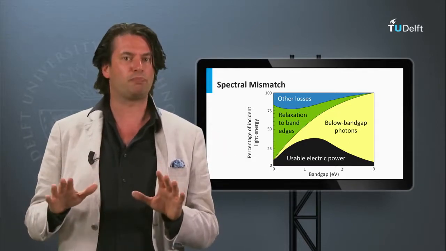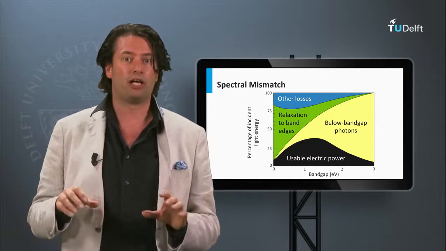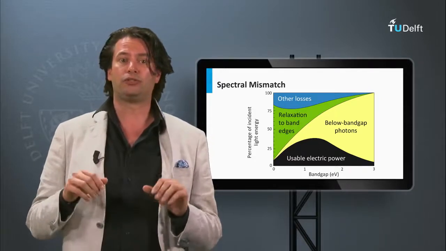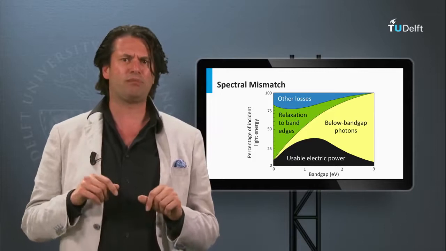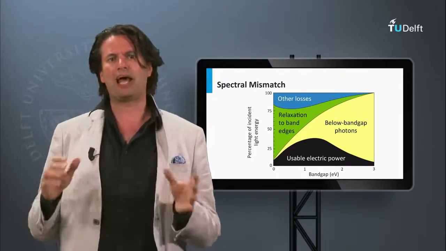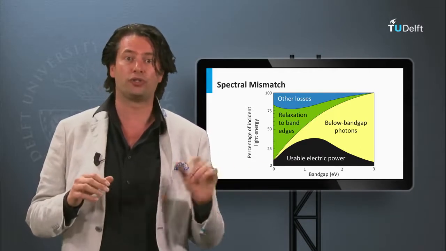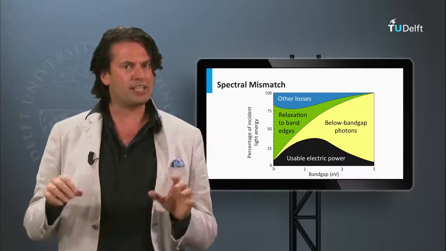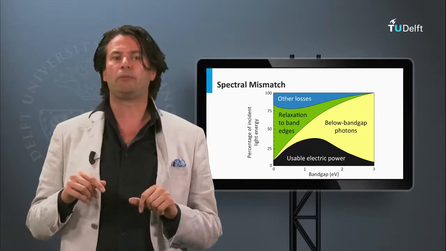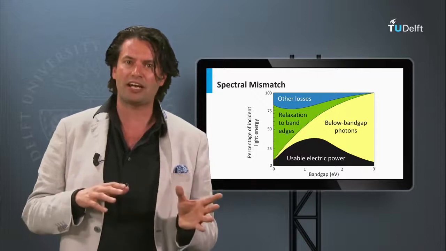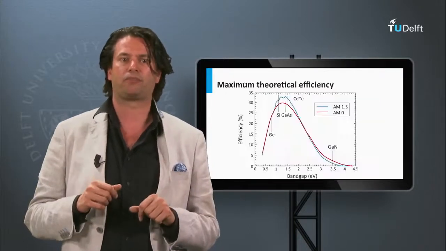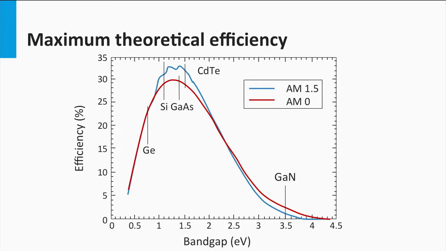It shows the loss mechanisms: black body radiation, relaxation of charge carriers to the band gap edges, and lost energy below the band gap. The black part shows the usable energy in single junction solar cells according to the Shockley-Queisser limit. The Shockley-Queisser limit has an optimum of 33% for band gaps in the range of 1 electron volt up to 1.5 electron volt. For single junction solar cells, you can see that semiconductor materials such as silicon, gallium arsenide and cadmium telluride have an optimum band gap.